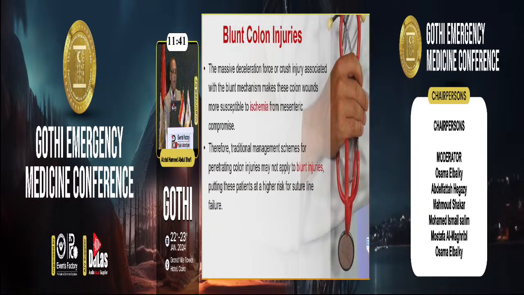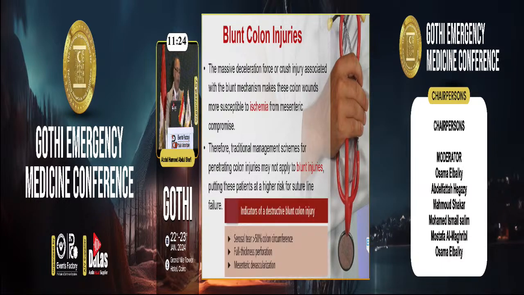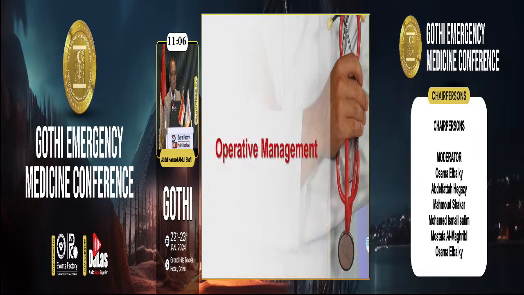In blunt colonic injury, the massive deceleration force associated with the blunt mechanism makes the colon more susceptible to ischemia from mesenteric compromise. Therefore, traditional management schemes for penetrating colonic injury may not apply to blunt injuries, putting the patient at high risk for suture line failure. Indicators of destructive blunt colonic injury: any serosal tear of more than 50% of the colon is a destructive injury. Any full thickness perforation, whatever the size, is a destructive colonic injury. And mesenteric devascularization is a destructive colonic injury.